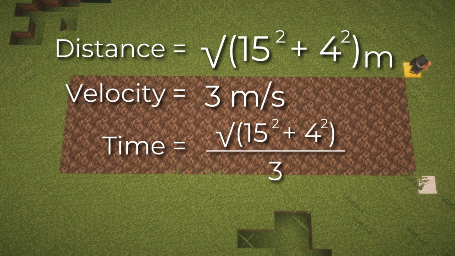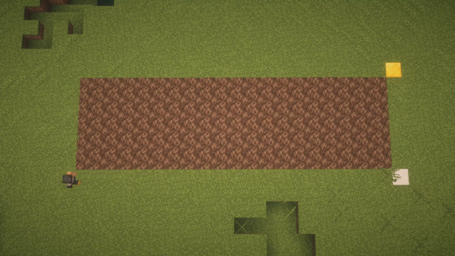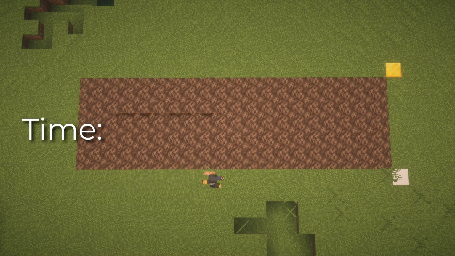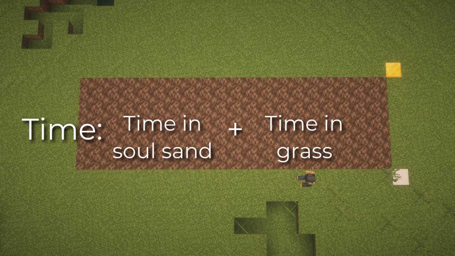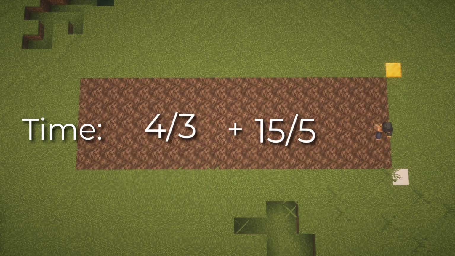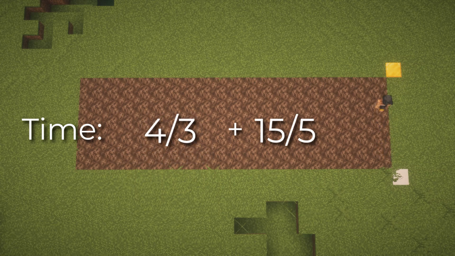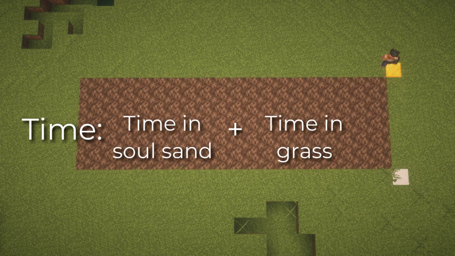Now let's look at the other extreme, when x is 0. I walk all the way to the end and walk through the soul sand from there. This time, the time spent is split into my time in the soul sand and my time on the grass. My time in the grass, which is 15 meters divided by 5 meters per second, then my time in the soul sand, which is 4 meters divided by 3 meters per second. So it's clear from these 2 example runs that the time spent is split into my time in the soul sand and my time in the grass.